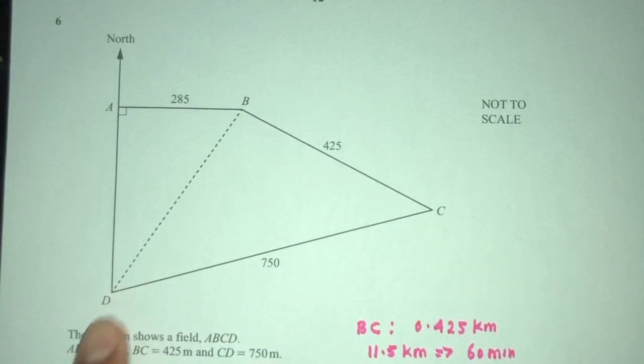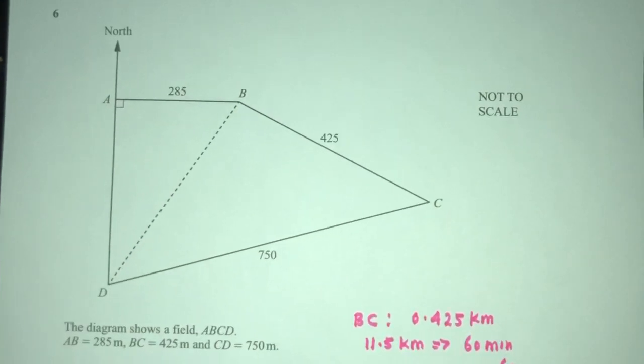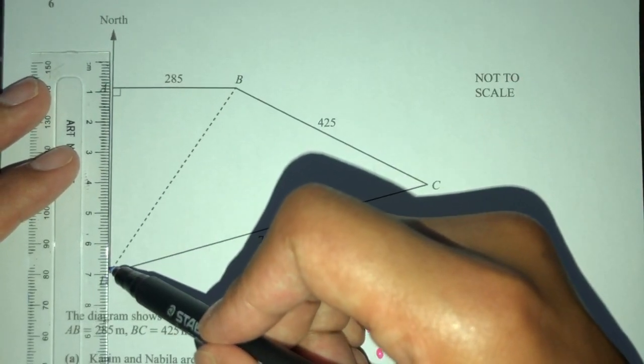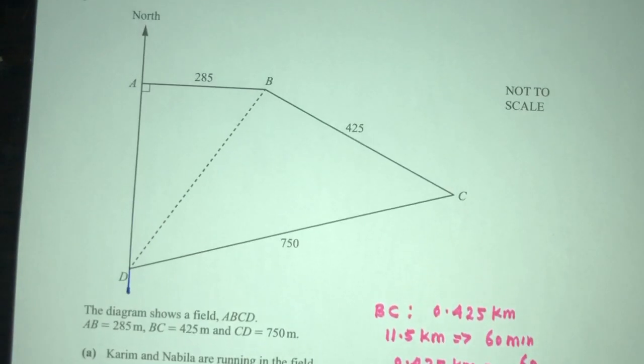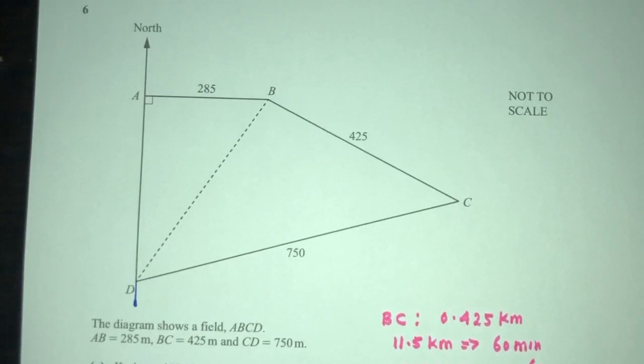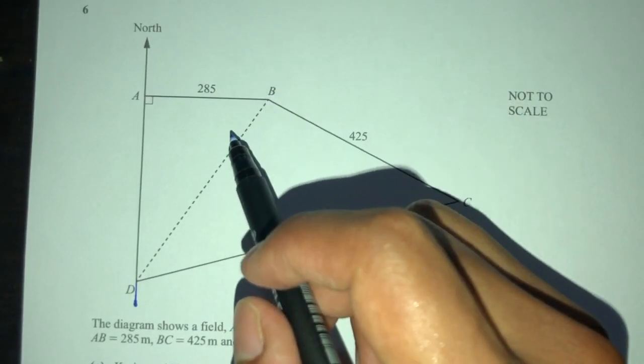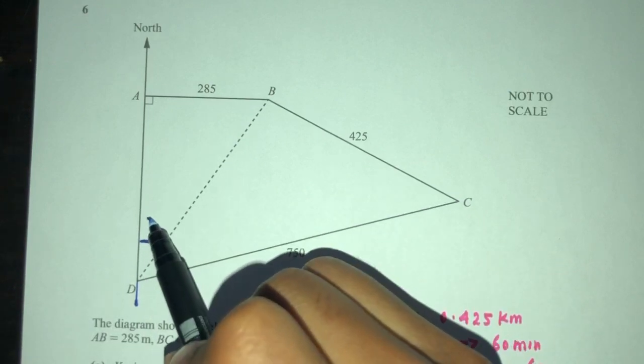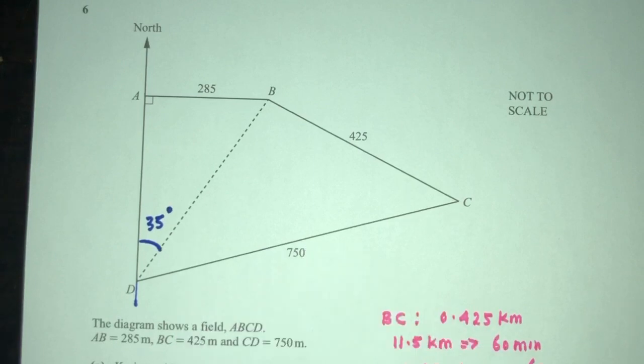And then we can say that B is on a bearing of 35 from D. So from D, we have the north line. Okay, so that's the north line, the direction. And we say B has a bearing of 35 from D. So from D, 35, that will be this one. So this is 35 degrees.